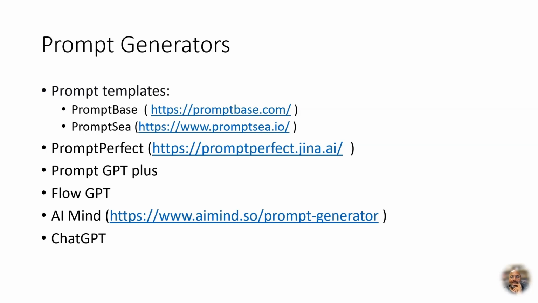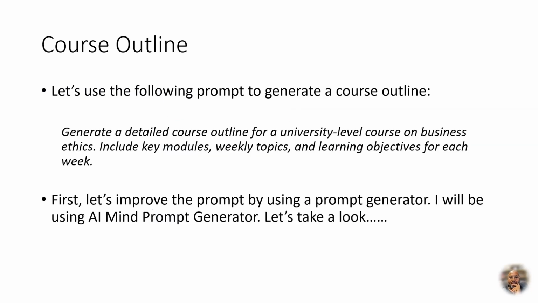So here, for example, let's use the following prompt to generate a course outline. This is what I have generated: detailed course outline for university on business ethics, include key modules. This is my original prompt based on my humble English. But before I put it on ChatGPT, I'm going to go ahead and make it better. So I'm going to use the AI Mind prompt generator. So let me switch.